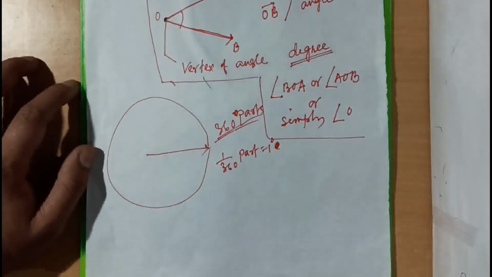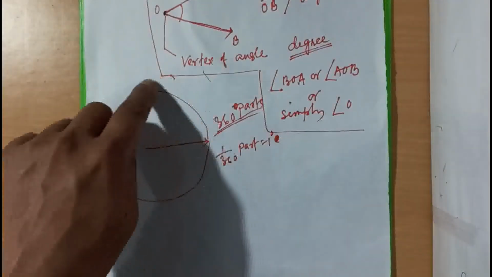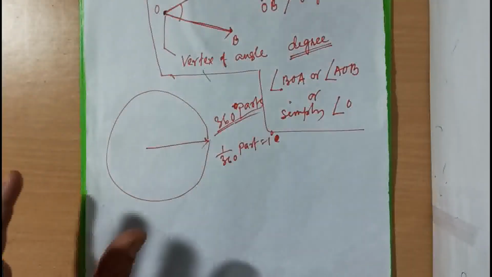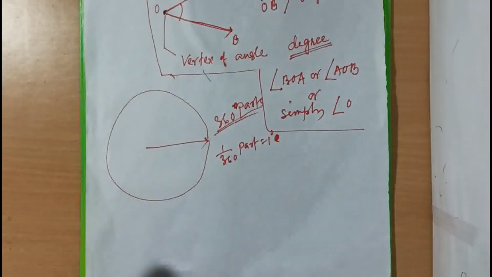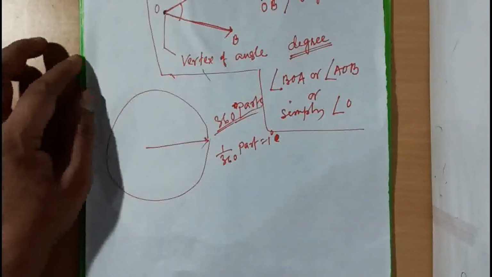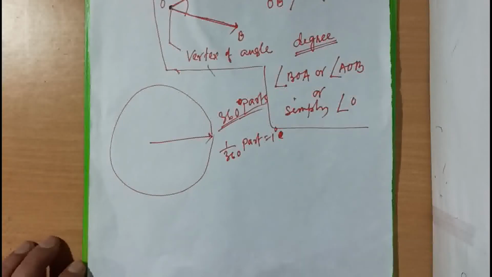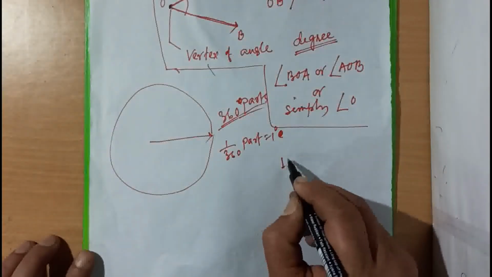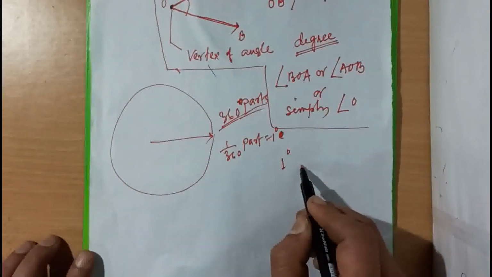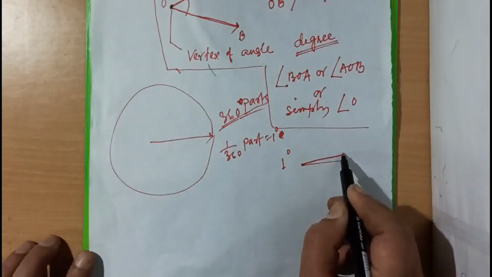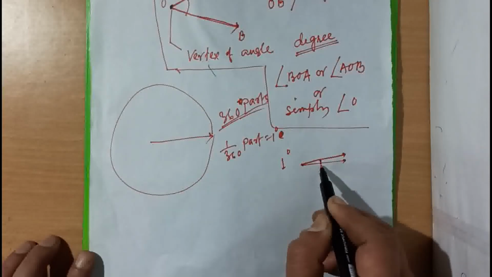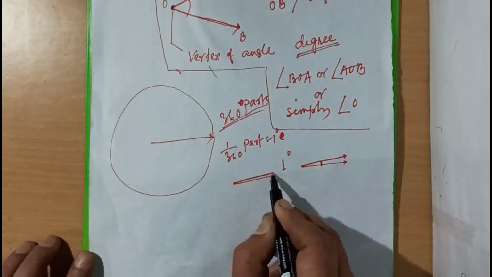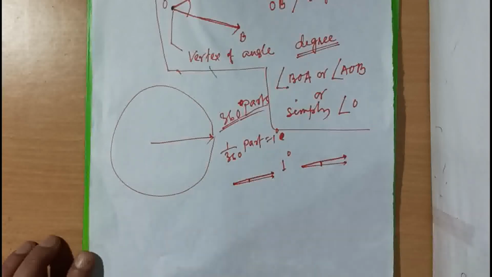1 degree means first you need to make a complete rotation, then this rotation will give you a circle. That circle, if you divide into 360 equal parts and take only one part, that is called 1 degree, a very small quantity. 1 degree angle is a very small angle. This angle I am drawing is more than 1 degree, not 1 degree. I think this is 1 degree, might be.